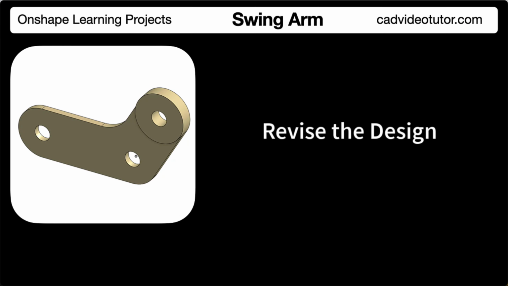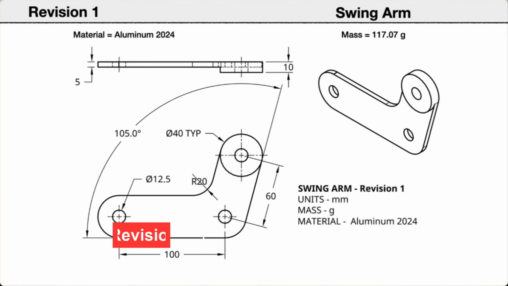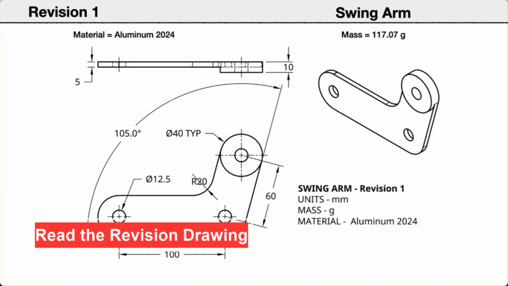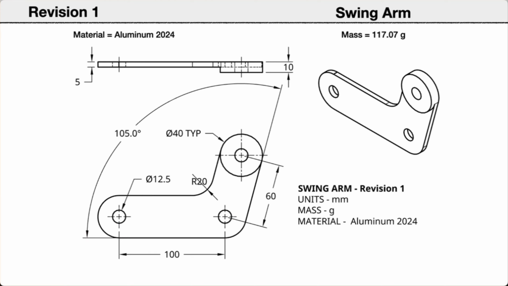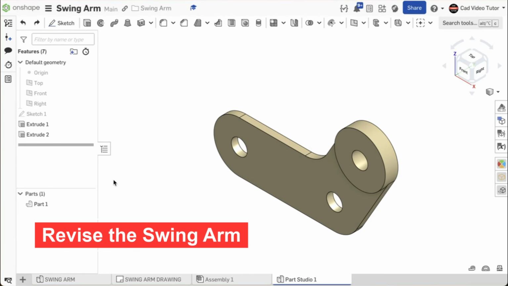In this segment, we will make some revisions to the design and check if our design intent has been applied correctly. We will start by reading the revision drawings to identify the features that will be changed. First, the distance between the centers of the horizontal holes is now 100 millimeters. The angled distance between centers is 60 millimeters. The included angle of the part has been reduced to 105 degrees. The size and location of the other features will remain the same. The revised mass should now be 117.07 grams. Now we will make the revisions to the swing arm.